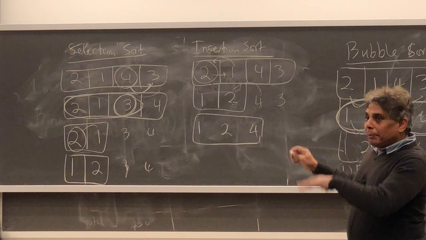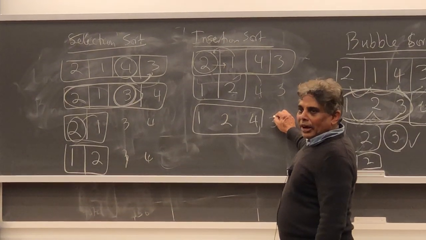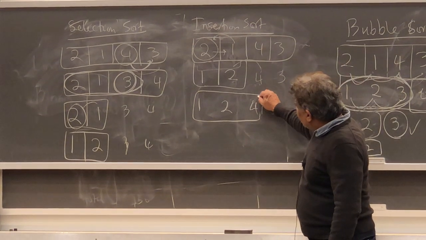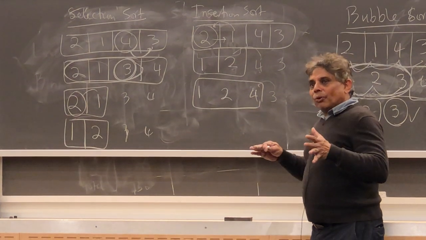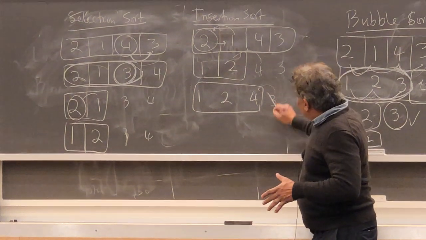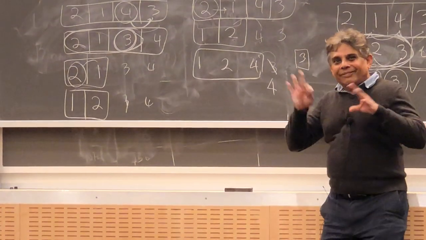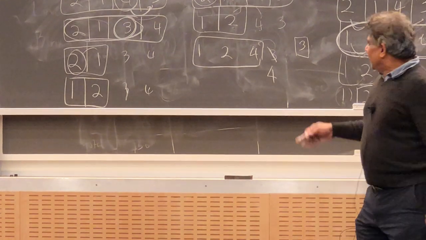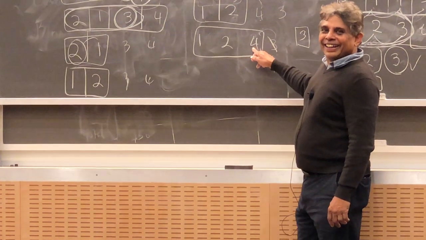Okay, so the final step in this thing is to insert 3 into the right place. To insert 3, I compare 3 to 4. Well, 3 is less than 4. So I'll push the 4 here, but I'll save a copy of 3, because otherwise I will lose it. 3 is the one I will insert. So I will push the 4 here. Now I have a 4 here too, right?